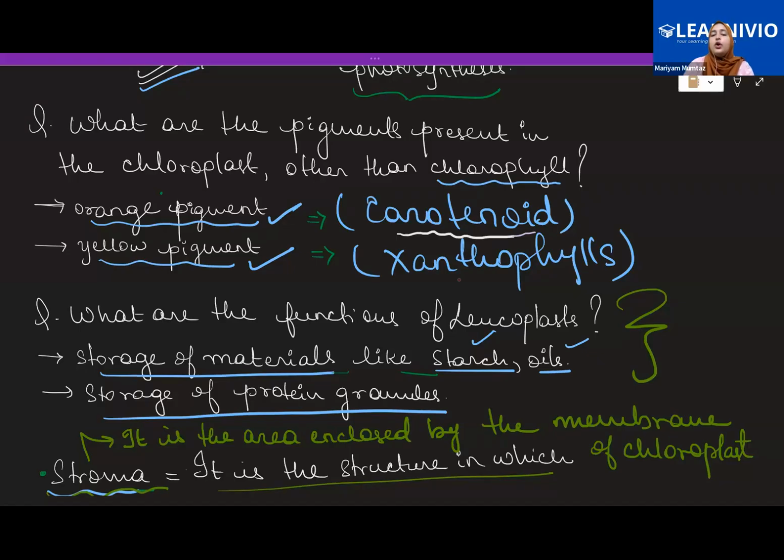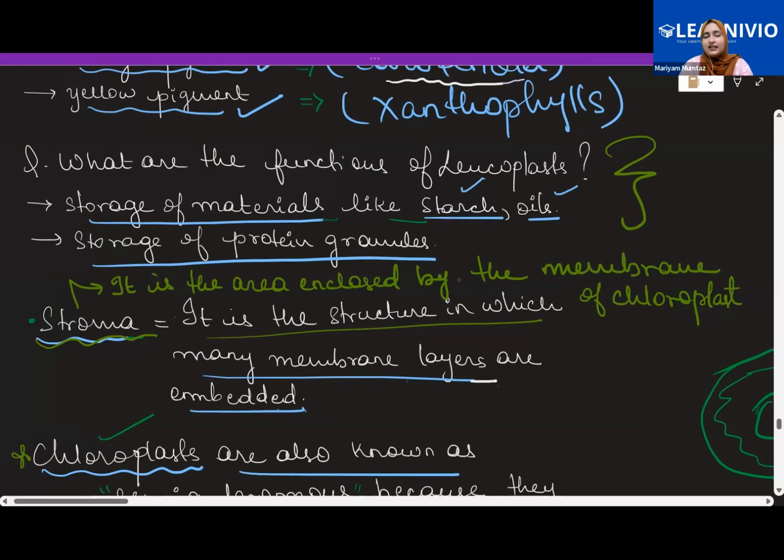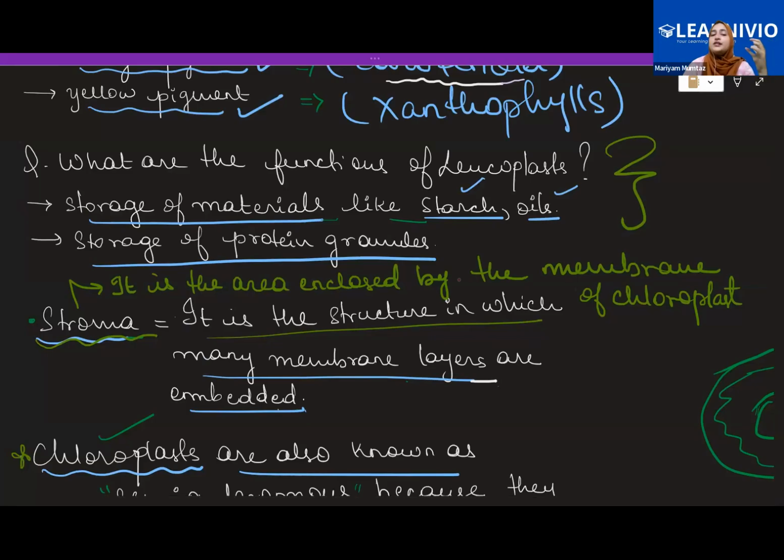Now talking about the functions of leucoplast. It doesn't have any color, so what does it do? The leucoplast is responsible for storage. Storage of starch, storage of oil, storage of proteins, all of the storage activity is done by the leucoplast.